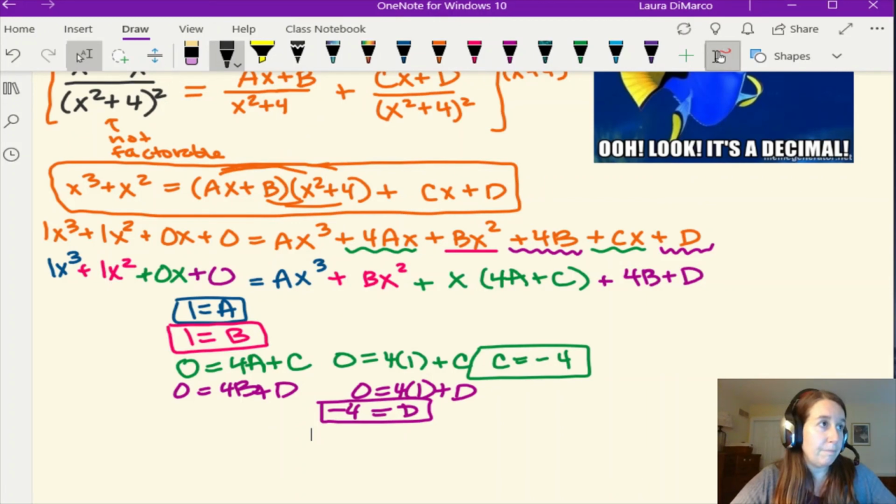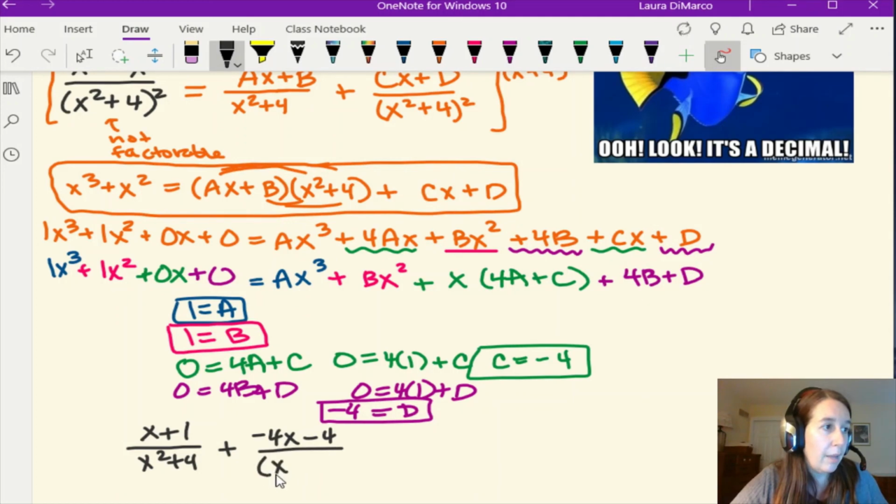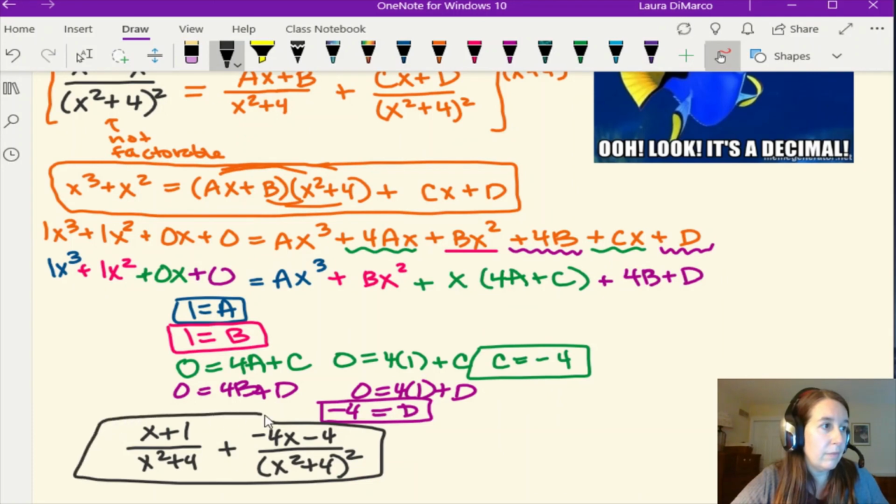Okay, so this is Ax plus B, so that's just x, because it's 1x plus B is 1, and that's over x squared plus 4, plus, and then Cx plus D would be negative 4x minus 4 over (x squared plus 4) squared. All right.